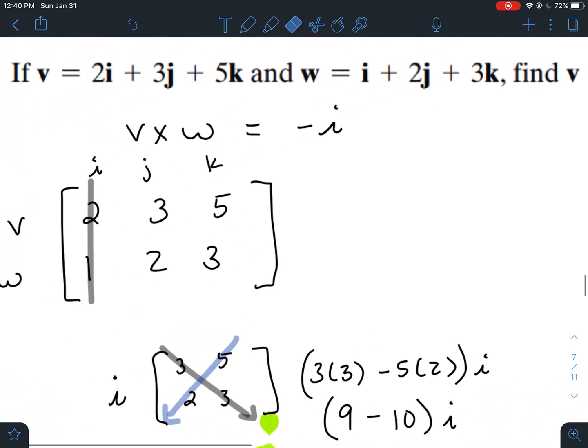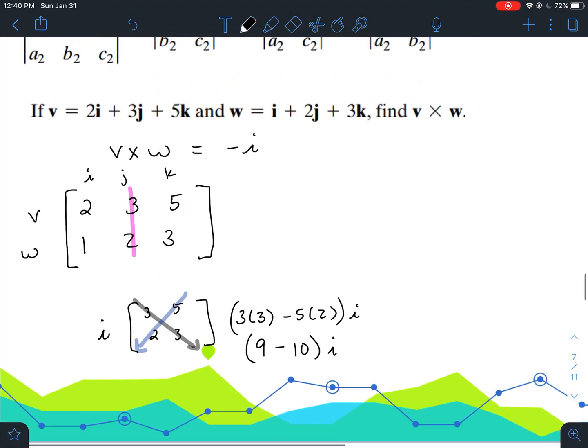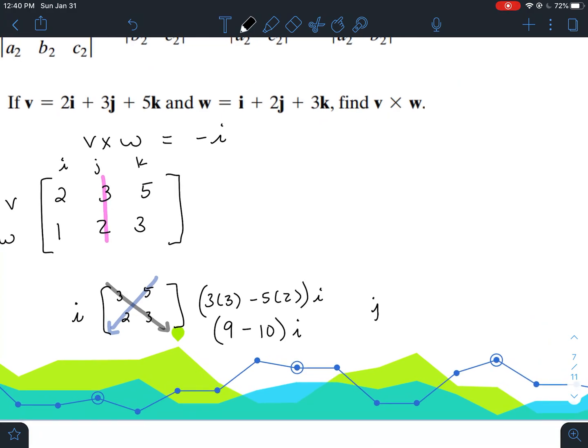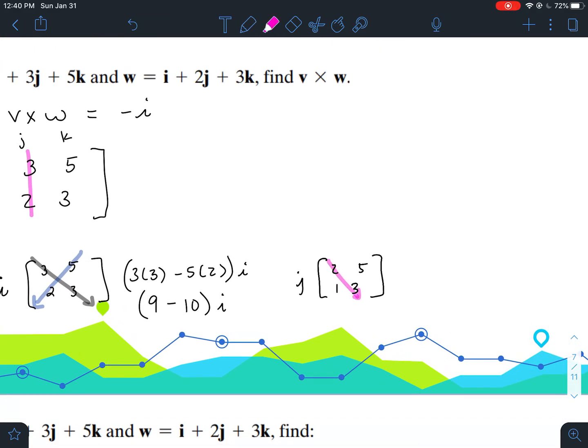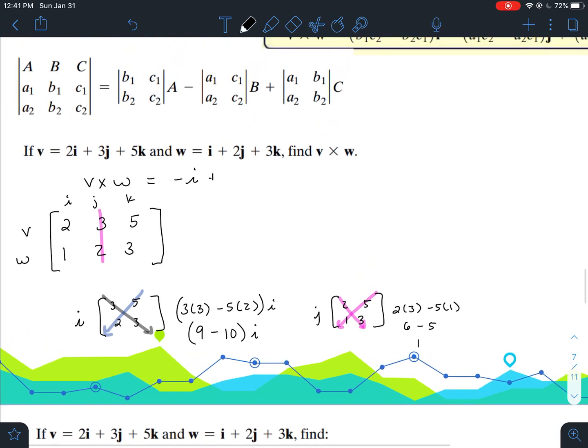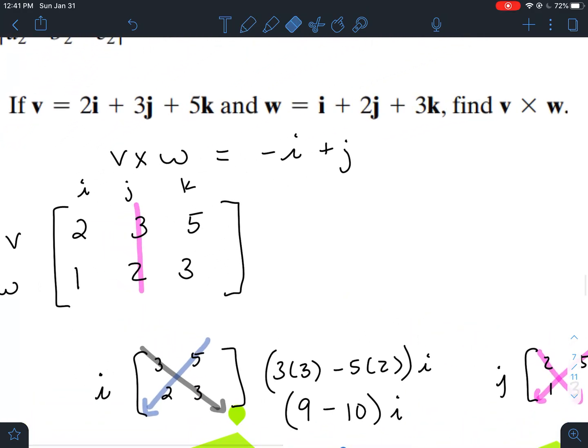If we want to find our new j component, we go back to our original matrix, and this time we eliminate the j column and write our new matrix. Our new matrix would be 2, 5, 1, 3, and we find the determinant of that matrix. So 2 times 3 minus 5 times 1, which is 6 minus 5, which is 1. So that is going to be 1j. For the cross product of v times w, I have negative 1i plus 1j.